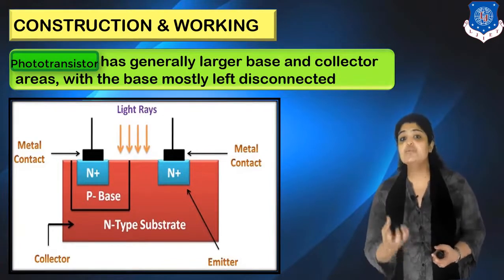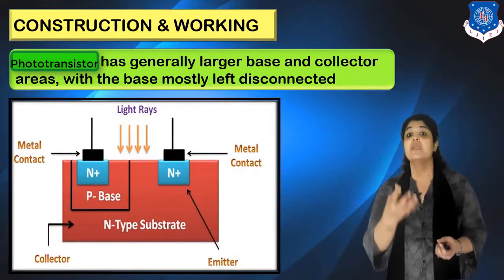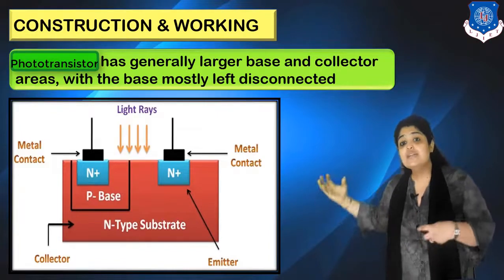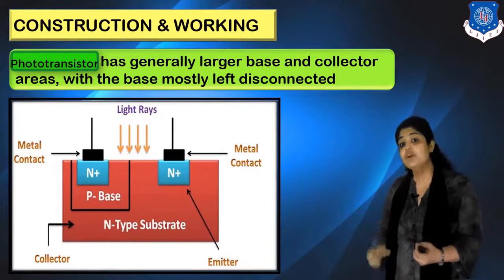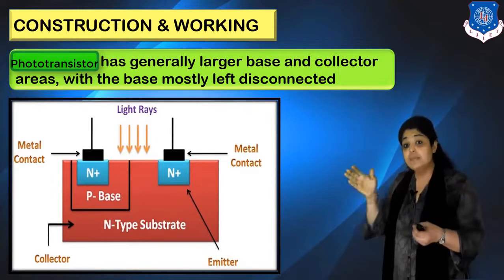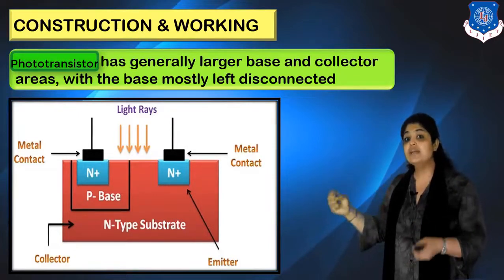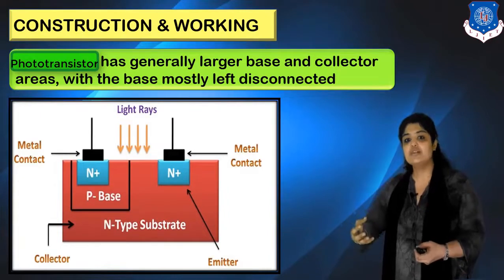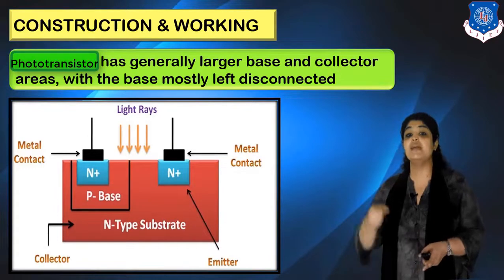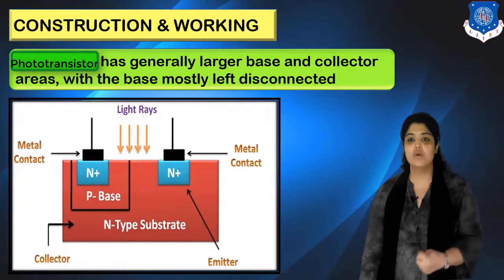What is the actual use of the base here? It is only used as a part of the PN junction, because it is a P-type semiconductor. How does it work? What happens when light falls on the PN junction? When light falls on this PN junction, in the portion where the depletion region is created, the absorbed light releases electrons, and that leads to a flow of current. The more light absorbed, the more current flows from the collector to the emitter. And this is how a phototransistor works.